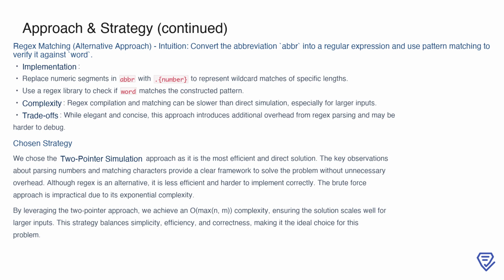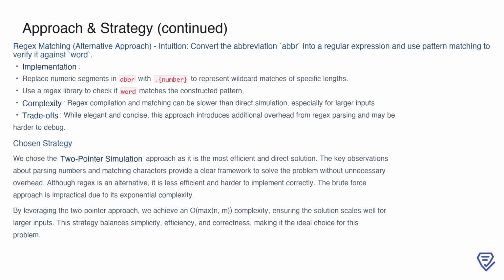While this approach is elegant and concise, it does come with trade-offs. Regex compilation and matching can be slower than the direct simulation approach, especially for longer inputs. Additionally, regex-based solutions introduce extra computational overhead and can be harder to debug. Ultimately, the chosen strategy for this problem is the two-pointer simulation approach. It is the most efficient and direct solution, leveraging clear observations about parsing numbers and matching characters. While regex is an alternative, it's less efficient and more complex to implement.